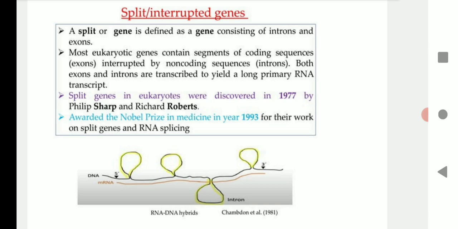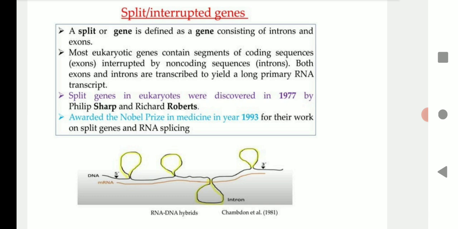What is an intron? The intervening sequences are called introns, and they don't code for any amino acid, whereas exons are the parts of the gene that code for amino acids. Most eukaryotic genes contain segments of coding sequences, exons, that are interrupted by non-coding sequences, introns. Both introns as well as exons are transcribed by RNA polymerase II as a primary transcript. We call it hnRNA, that is heterogeneous nuclear RNA. So in your examination, they may ask you primary transcript or hnRNA.